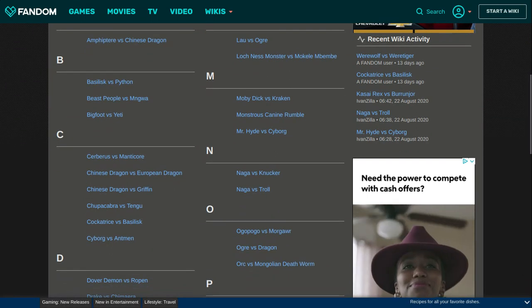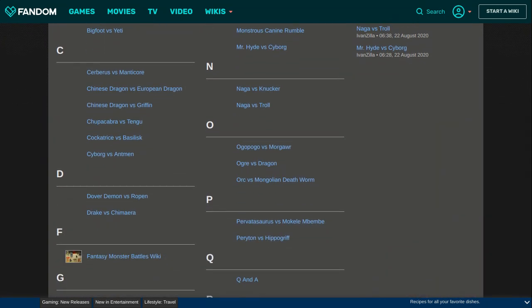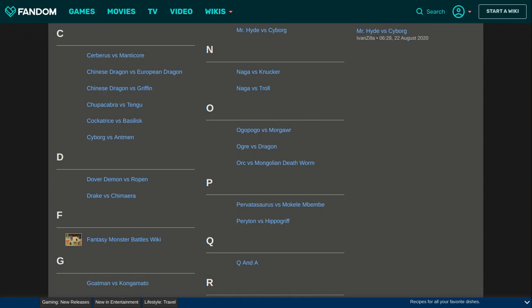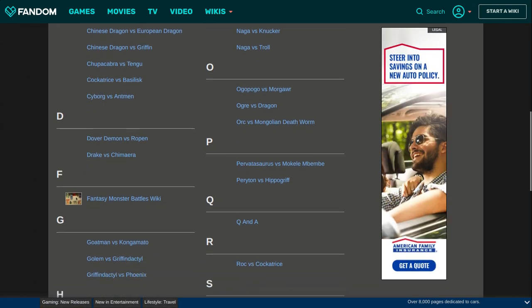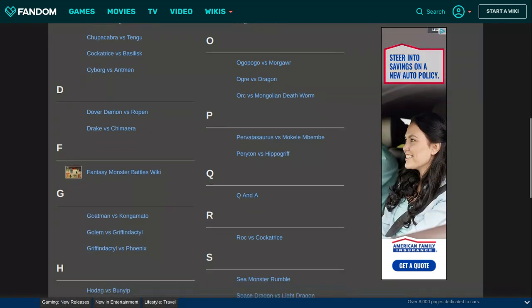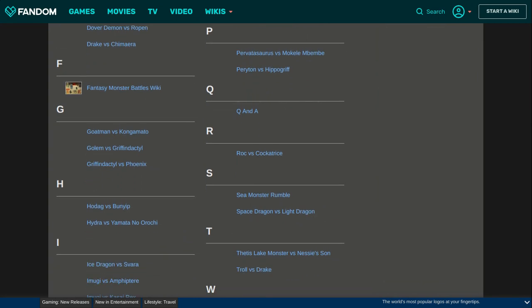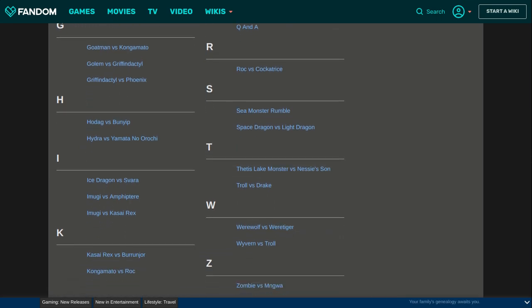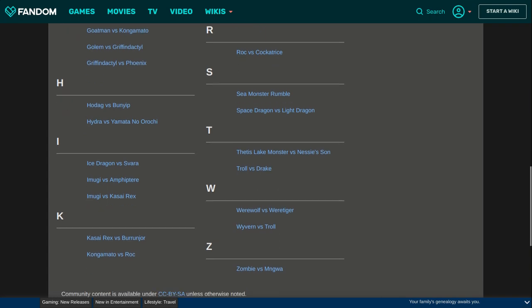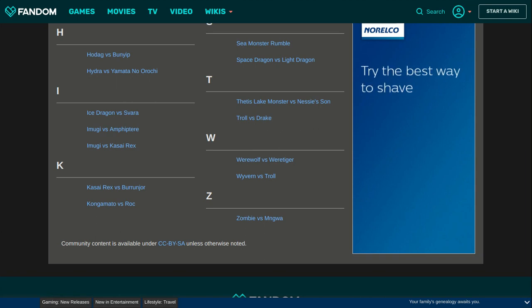But anyway, Beast People versus Mingwa, Bigfoot versus Yeti, Cerberus versus Manticore, Chinese dragon versus European dragon, Chinese dragon versus Griffin, Chupacabra versus Tengu, Cockatrice versus Basilisk, Cyborg versus Ant-Man, Dover Demon versus Ropin, Drake versus Chimera. No, not the rapper Drake, I meant the wingless dragon. Goatman versus Kangamato, Golem versus Griffindactyl versus Phoenix, Hodag versus Bunyip, Hydra versus Yamato no Orochi, Ice Dragon versus Zavara, Imugi versus Amphiptyr, Imugi versus Cassyrex.